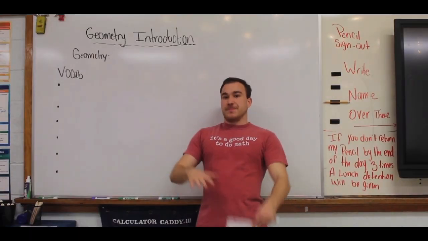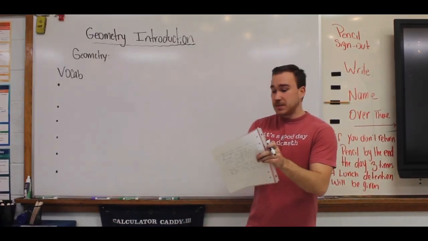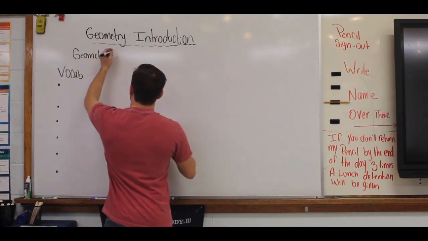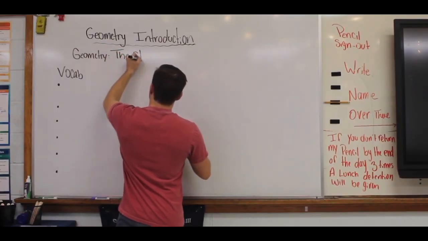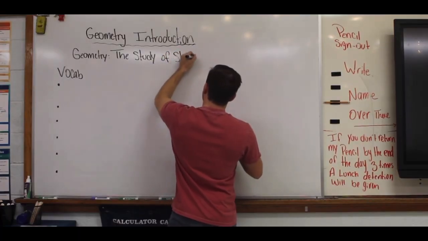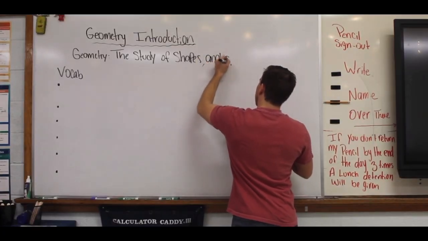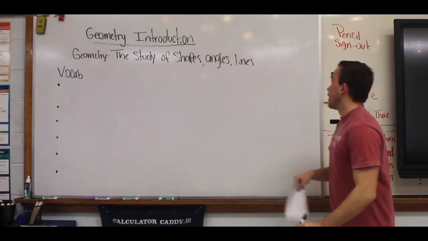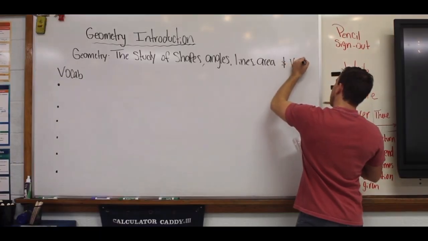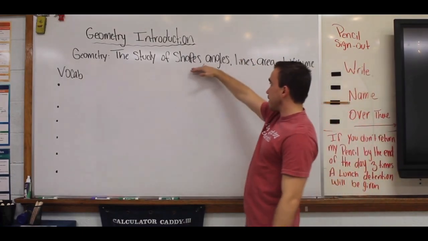Hopefully we've heard about geometry. We should be thinking shapes, specific types of shapes, stuff like that. And that's basically what geometry is. It is the study of shapes, angles, lines, area, and volume. That's geometry.